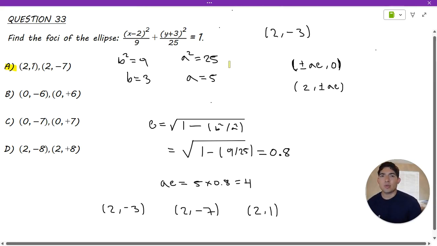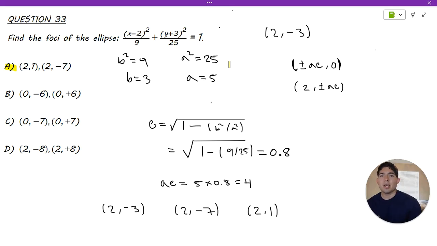So that was the last problem on ellipses, and this actually brings us to the end of the analytic geometry section of the mathematics and statistics module. So the next section is going to be single variable calculus, and we are going to be covering limits, derivatives, integrals, and applications of derivatives and integrals.